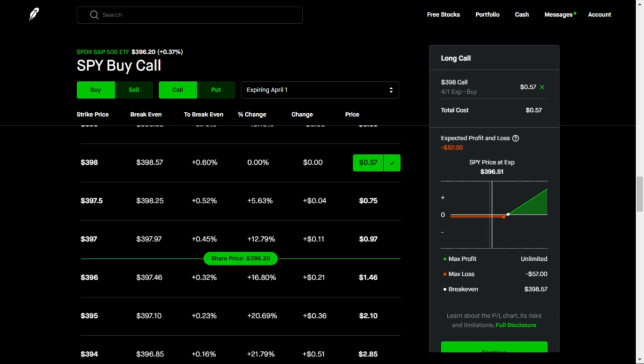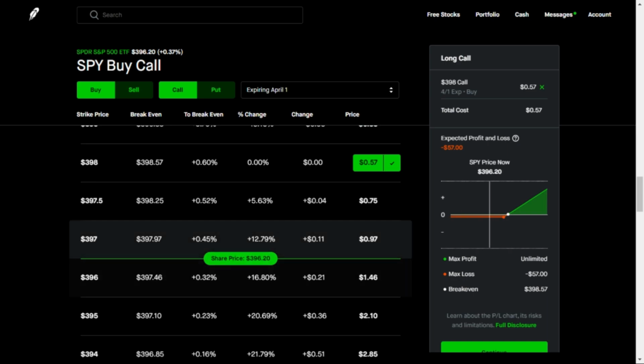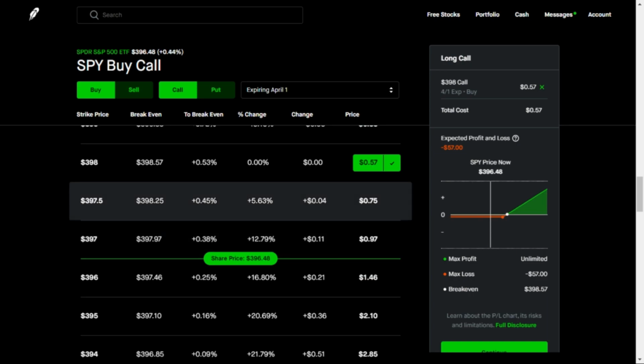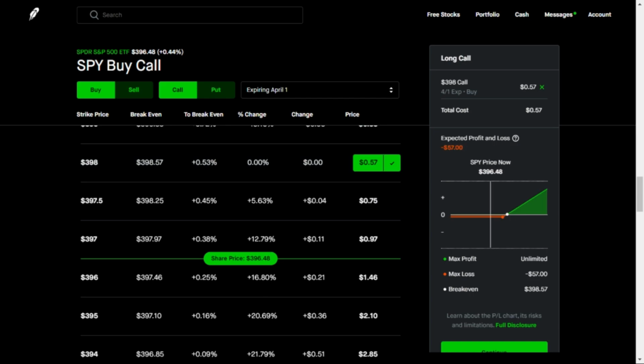But if you go back here, this shows the expected loss, regardless of how far down the SPY falls. It's at 396 right now. Let's say that it drops to 350 by April 1st. Your max loss that you can experience is $57, which is the amount you paid to play. The max profit is unlimited.